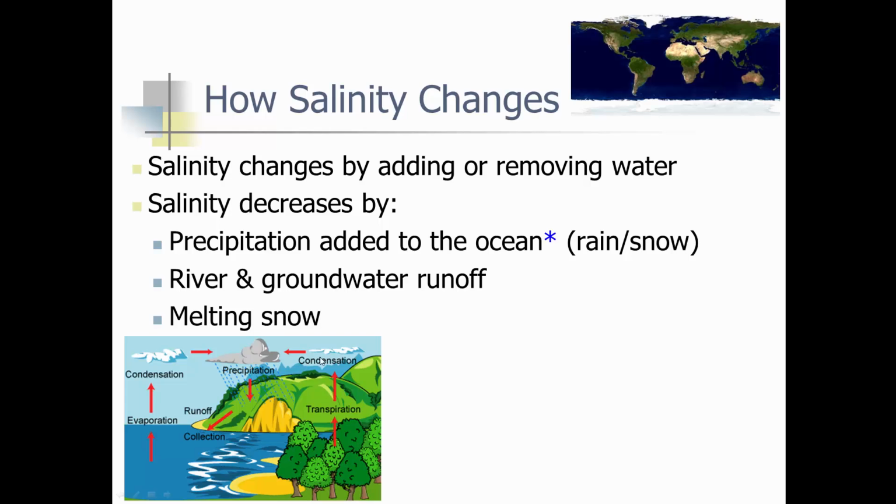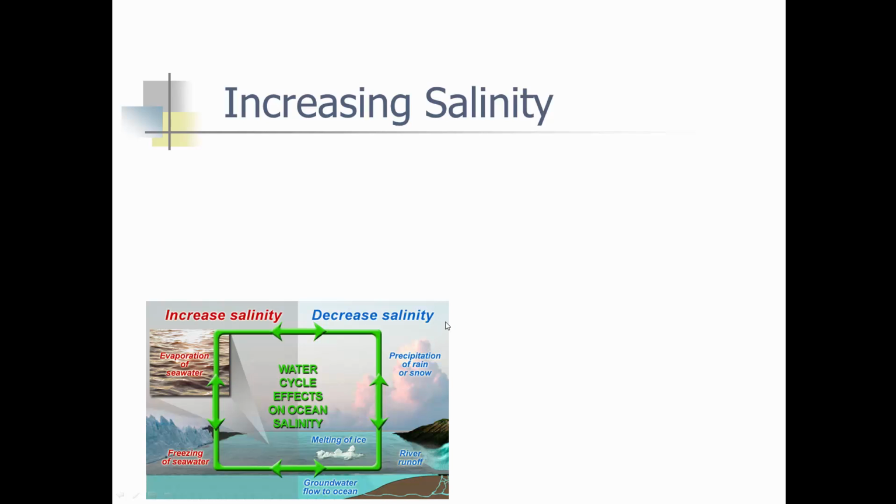Or we can actually have melting of snow. So the ice that you see up here in the north and the stuff down here at the south, when it melts and rolls into the ocean, that is going to decrease salinity. How do you increase salinity? Here's another diagram actually showing you decreasing salinity by precipitating, running off, groundwater and melting of ice.